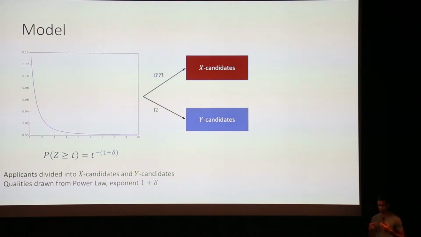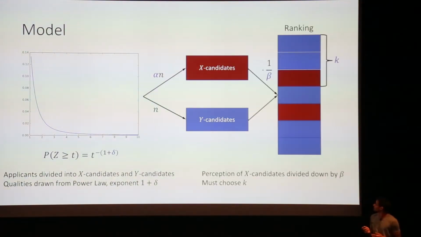Okay? And then now I need some mechanism for this bias to operate. And so it's going to be as follows. The simplest thing you might want to do is just say the qualities of the X candidates are just divided down by some constant beta. Okay, but importantly, I can't actually observe these qualities because life would be way too easy if we could. But what we know people can do in practice is rank. We know people can choose the top K.